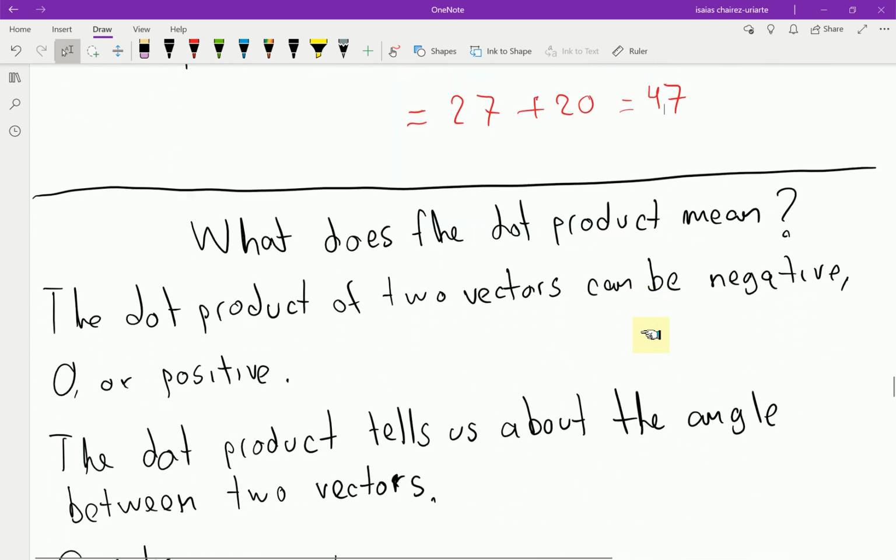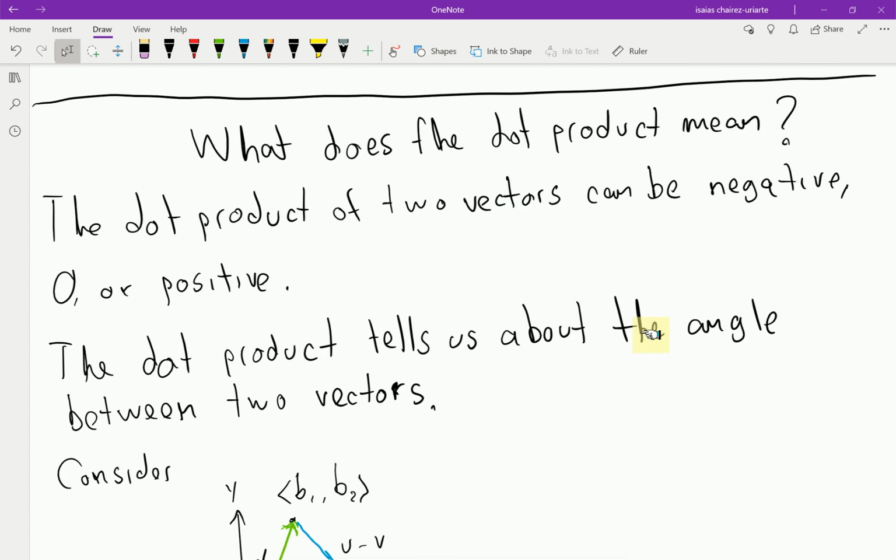All right, so now let's see. What does the dot product mean? The dot product of two vectors can be negative. You can get a negative number. It could be 0, or it could be a positive real number. So your dot product can be negative, can be 0, can be positive.